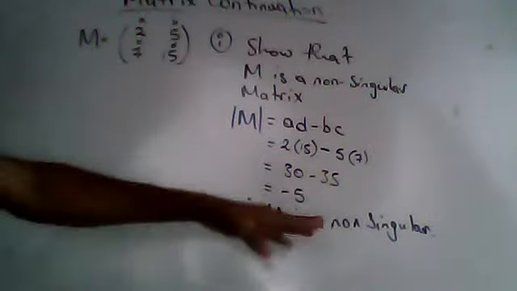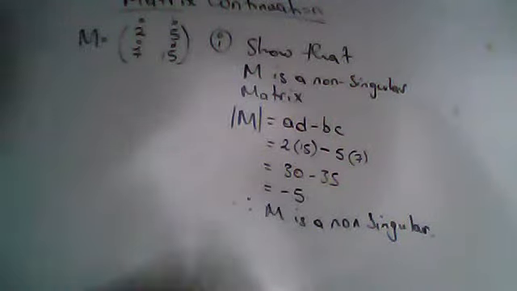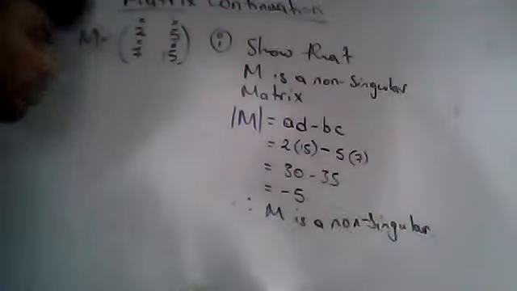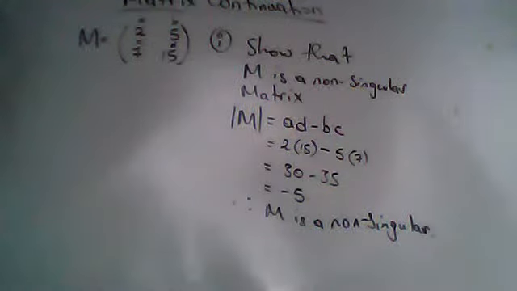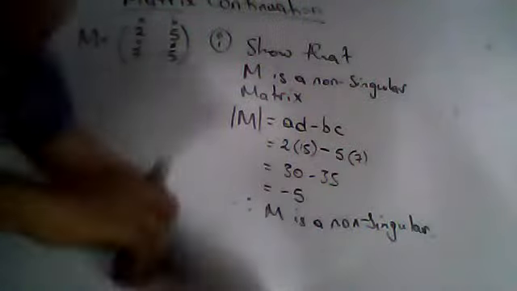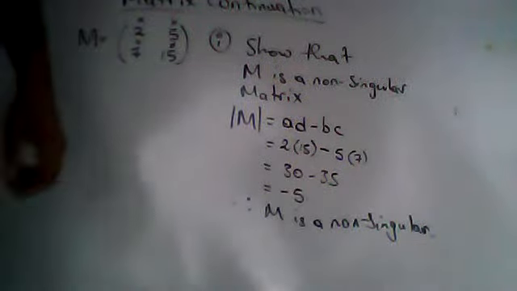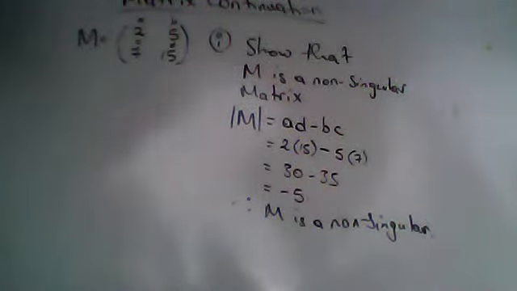So therefore, M is a non-singular matrix. Remember, in a singular matrix, the determinant would be 0. Non-singular, you're going to get an answer, whether it's positive or negative. So a non-singular matrix is not equal to 0, basically. Understand what I'm saying? Yes, sir. So right off, go to the second question.